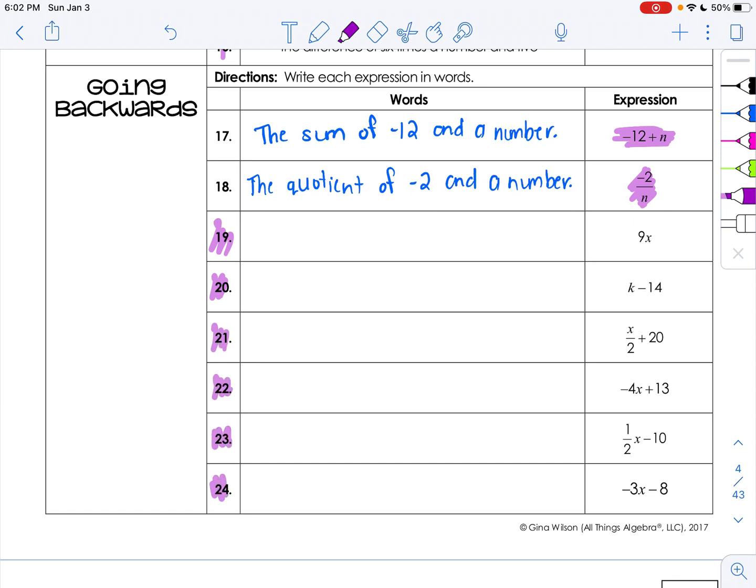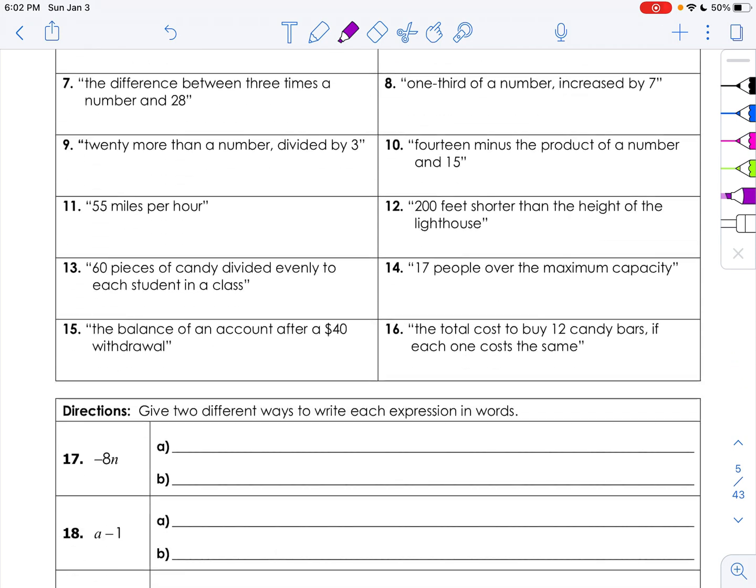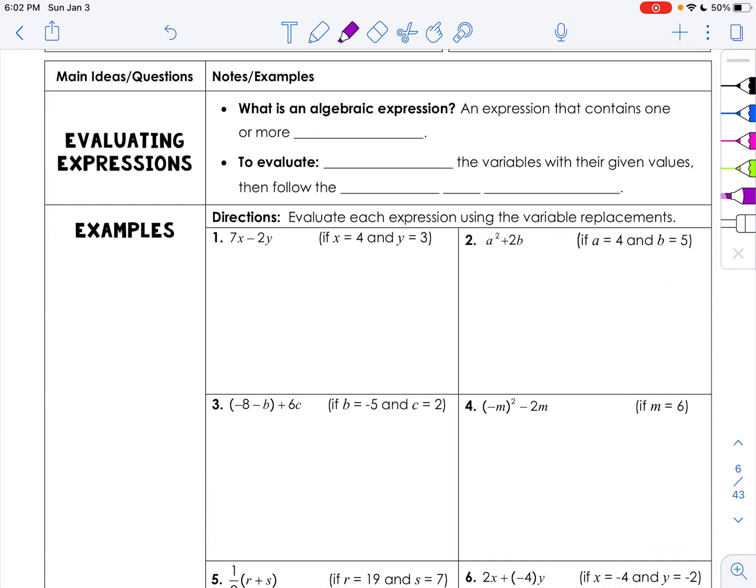And let's take a look at that second skill of evaluating expressions. So when we evaluate an expression, that means first what an algebraic expression is. It's an expression that contains one or more variables. And what it means to evaluate means that we need to substitute the variables with their given values and then follow order of operations to solve it.